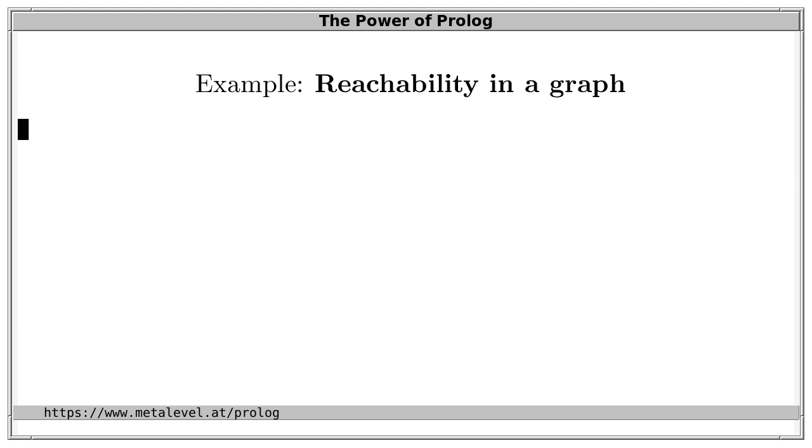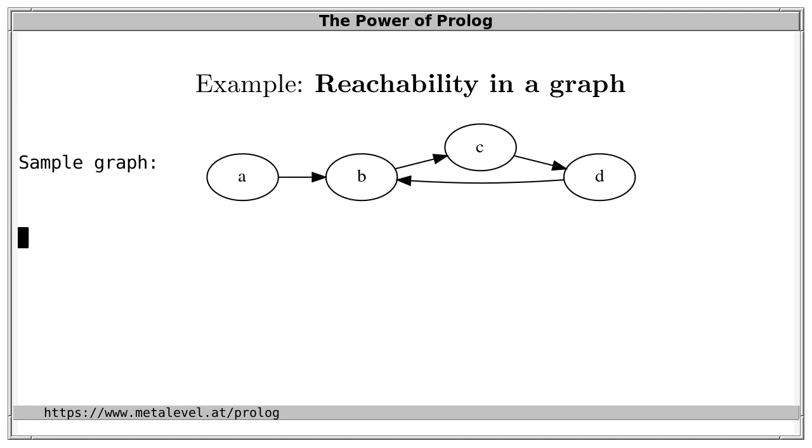Now, let's consider an actual example of Datalog. Say we are reasoning about graphs, and we want to determine reachability in a graph. For instance, let's consider this sample graph. This is a directed graph with 4 vertices. And for example, from vertex A, we can reach C, but from vertex C, we cannot reach A, because there is no directed path to it.